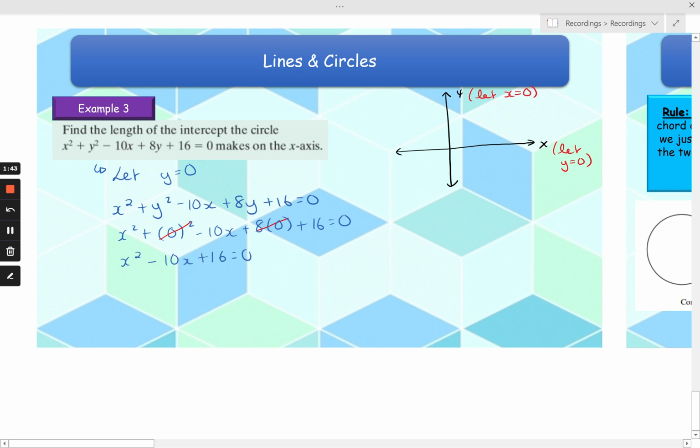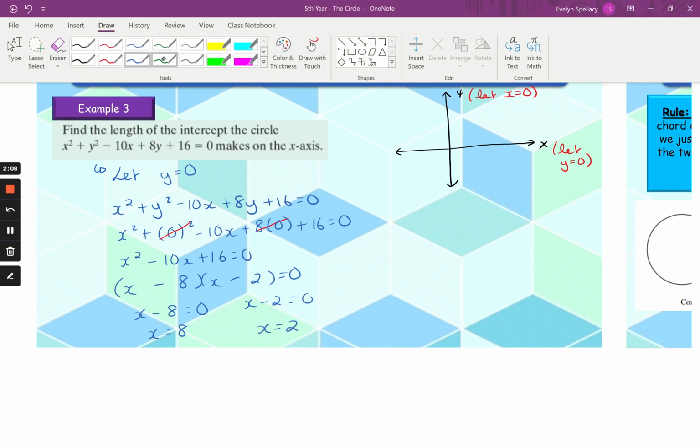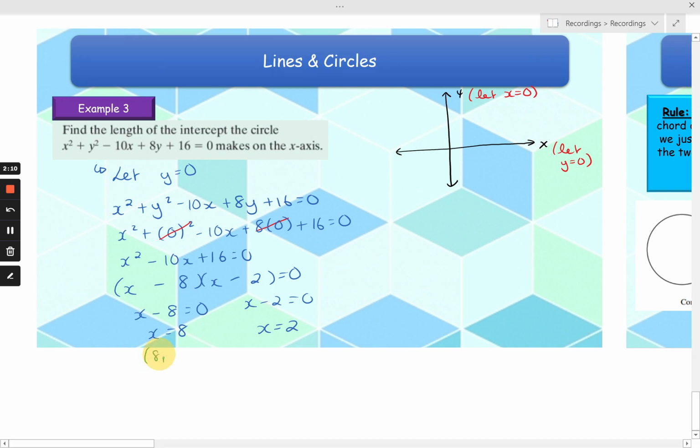So to solve this quadratic, I'm going to have two sets of brackets with an x in each bracket. I'm going to think of my factors of 16 that will give me 10, which I can see are going to be 8 and 2, with a minus 8 and a minus 2, which means I have x minus 8 is equal to 0, which means x is equal to 8. And I have x minus 2 is equal to 0, so x is equal to 2. Which means it's going to cross the x-axis at the 2 points, 8, 0 and 2, 0.